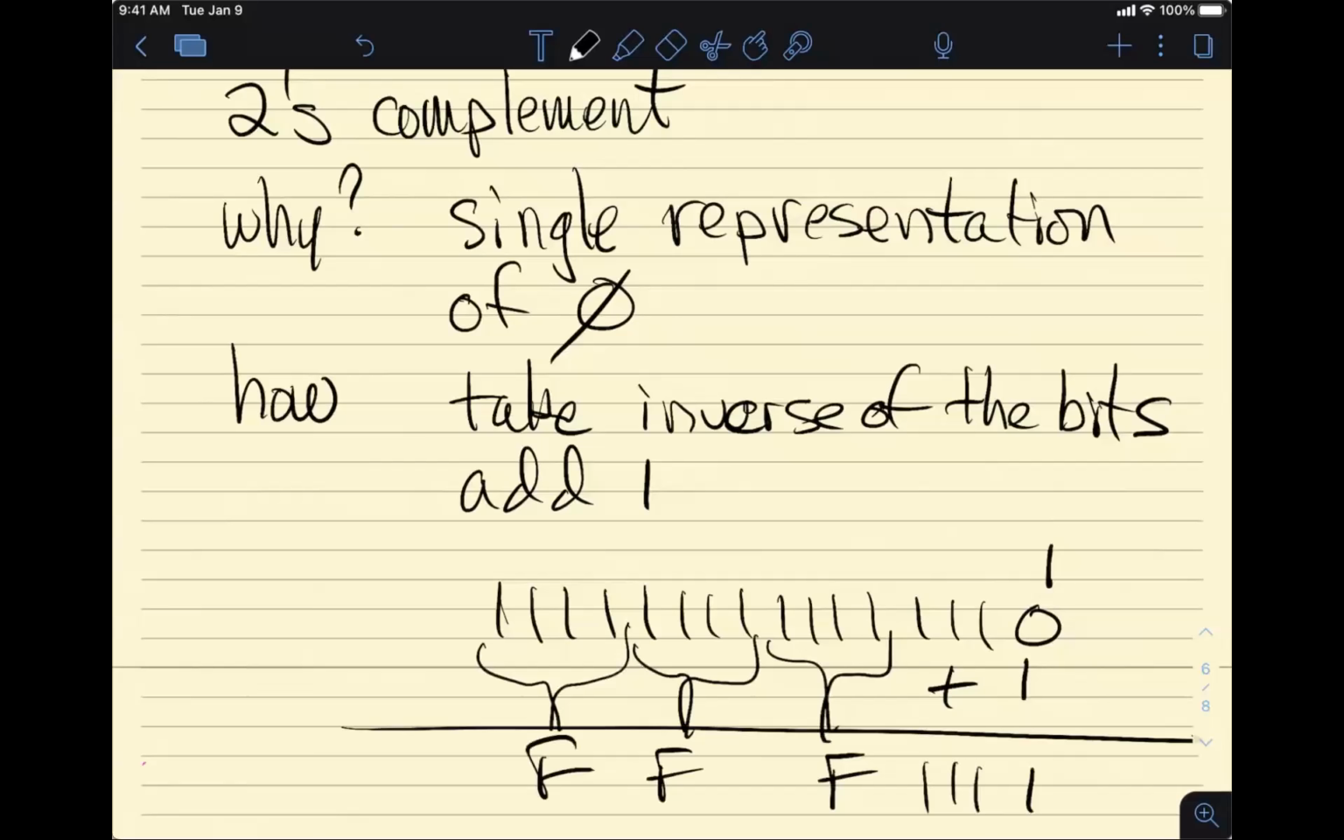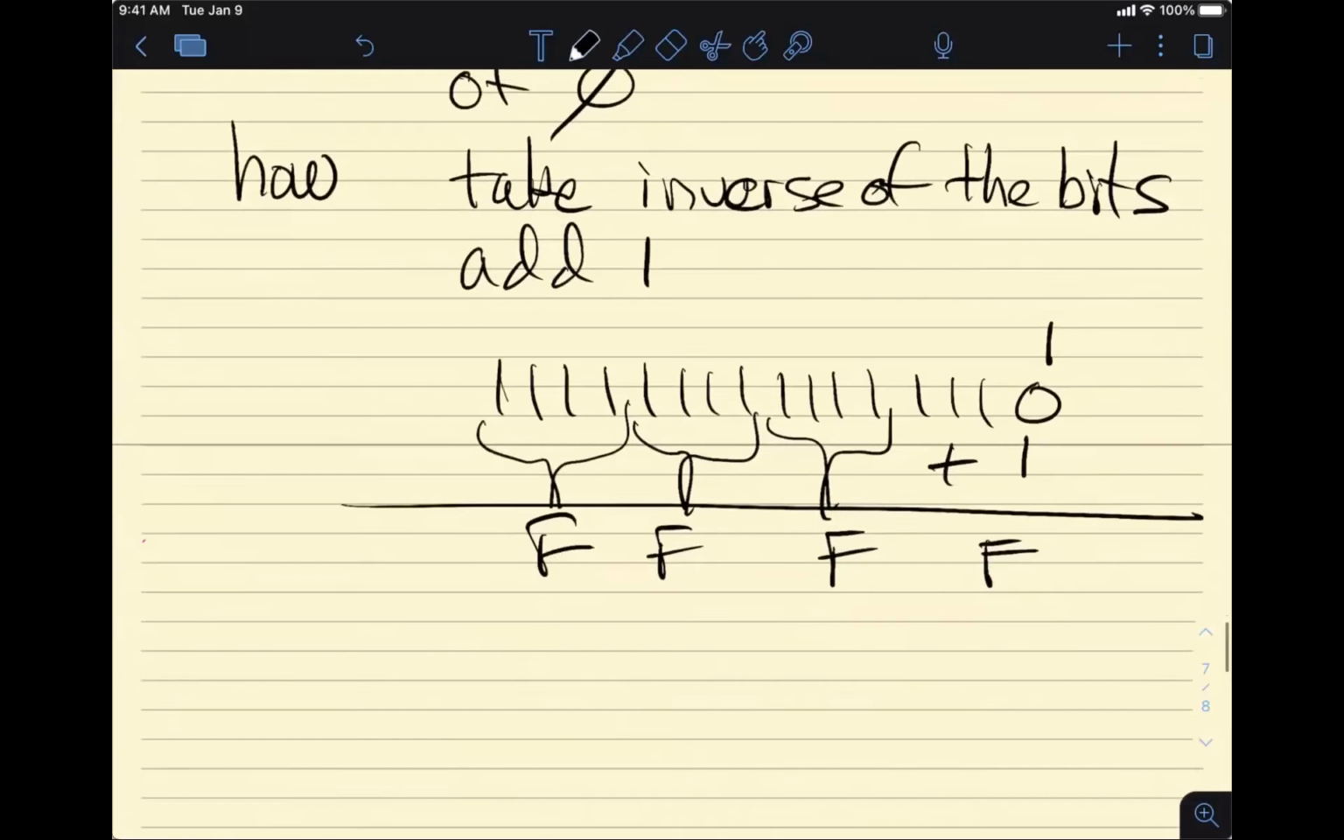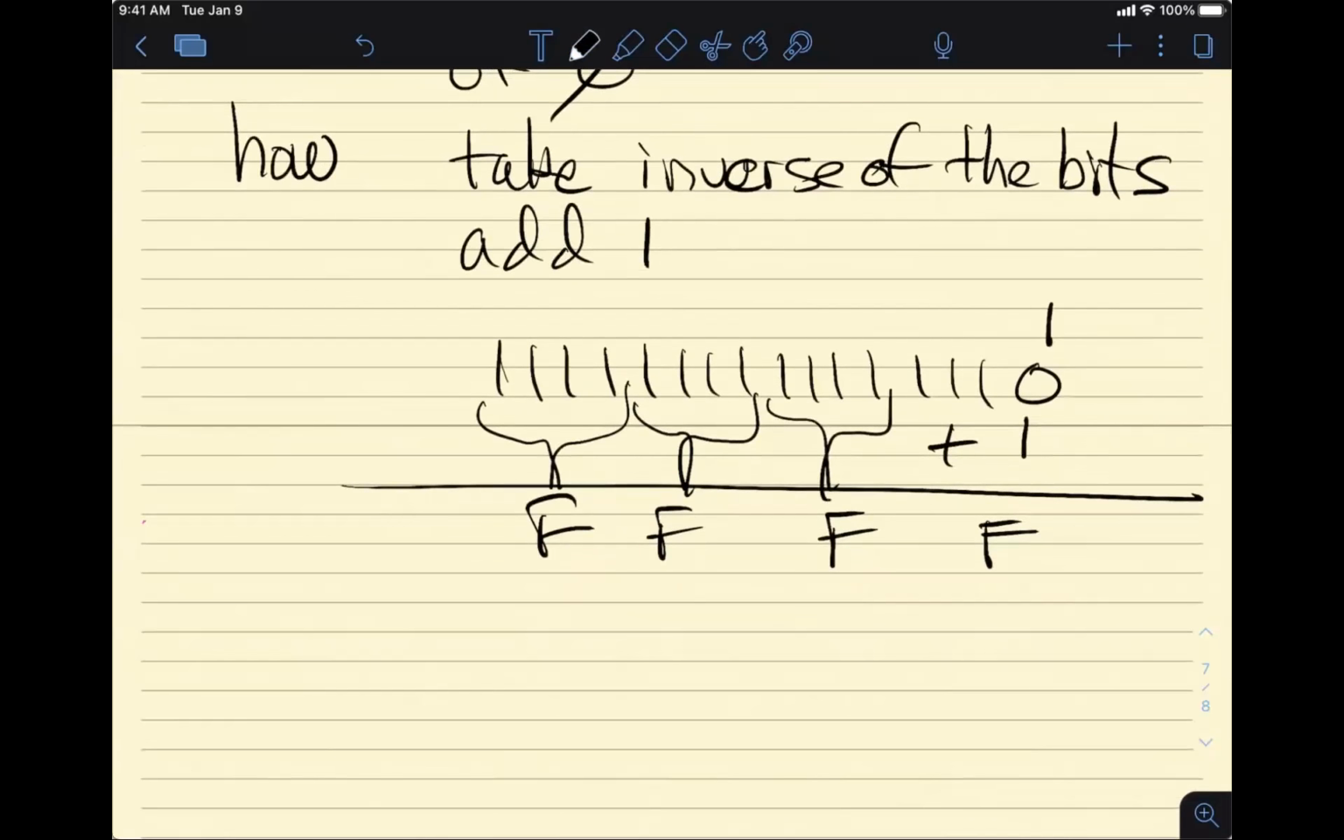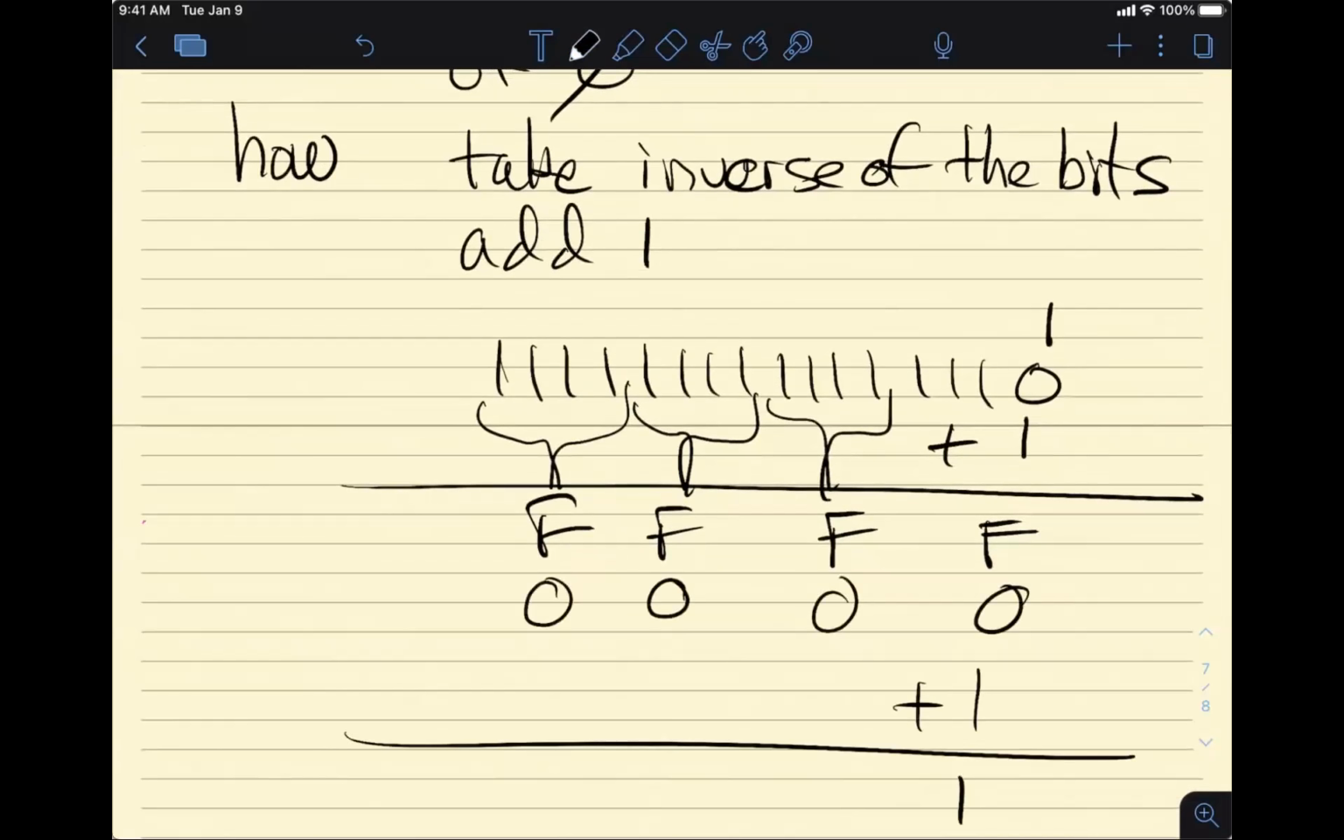Okay, and then this one also is F. Okay, so there's -1 in a 16-bit integer. Now let's convert it back again to +1. So let's flip all the bits in the F's. That becomes a 0, 0, 0, 0. Then add 1, and you get back 1.